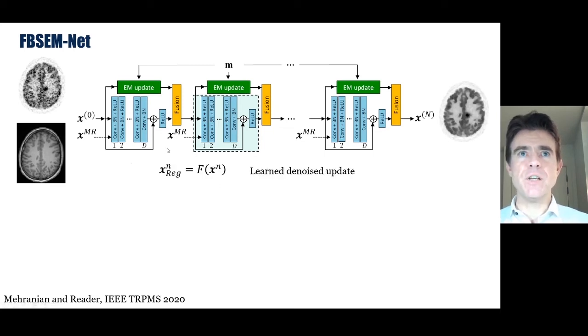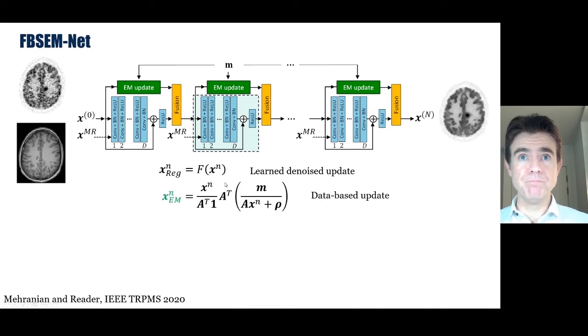So mathematically then, each of these units is, in fact, for FBSEM-Net in the original version, not iteration dependent. So it's just got one mapping F, which operates on the current image estimate xn to deliver a regularized update. And then we use the conventional EM update, which I've talked you through earlier, and so I'm just showing that explicitly mathematically. It's just the forward projection, ratio, back project, multiply.